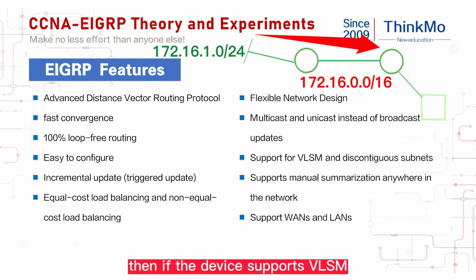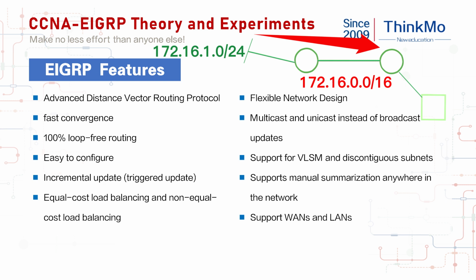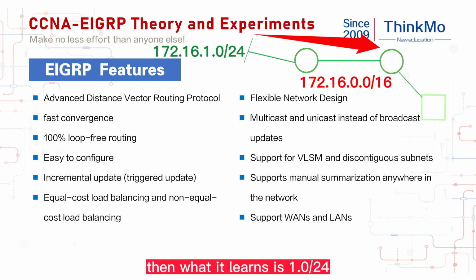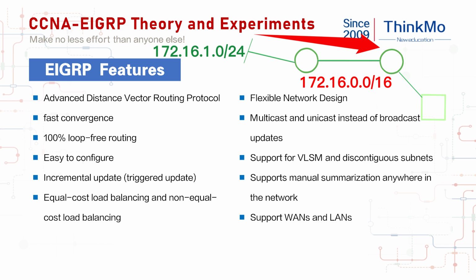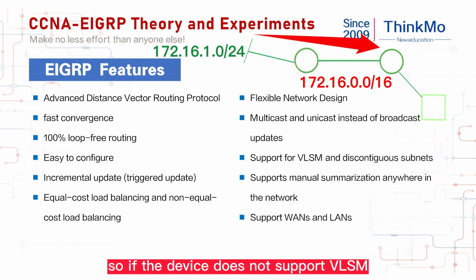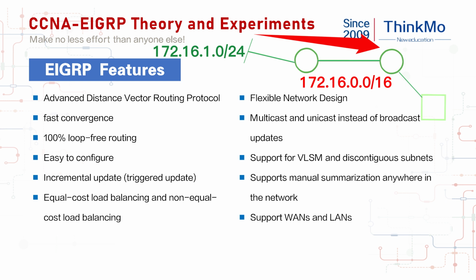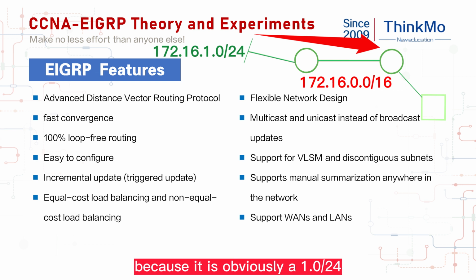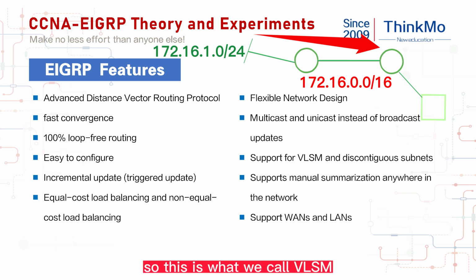Then if the device supports VLSM, it issued 24. Then what it learns is 172.16.1.0/24. So if the device does not support VLSM, what it actually learned was wrong. Because it is obviously a 172.16.1.0/24, it learned a 172.16.0.0/16. This is definitely not right. So this is what we call VLSM.